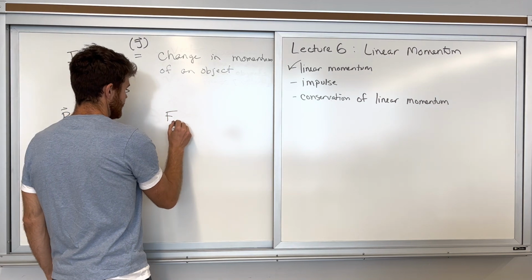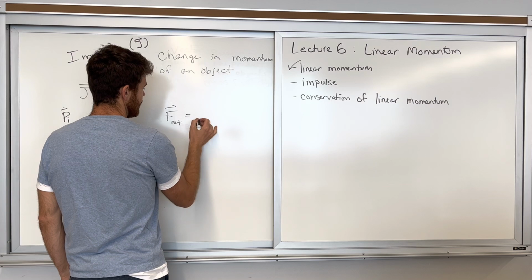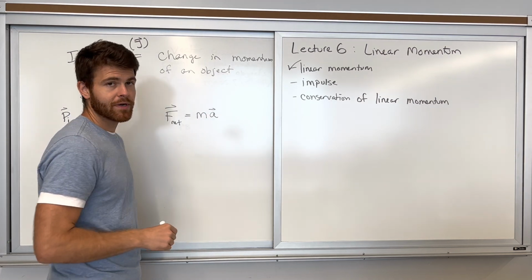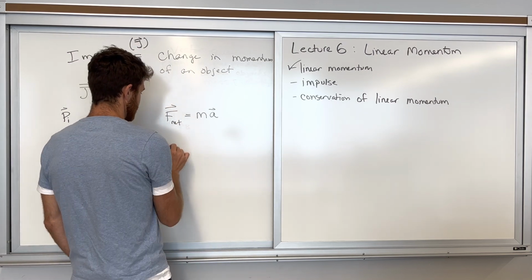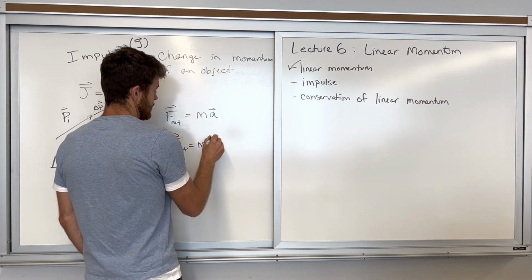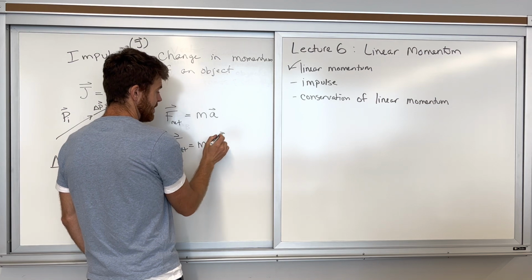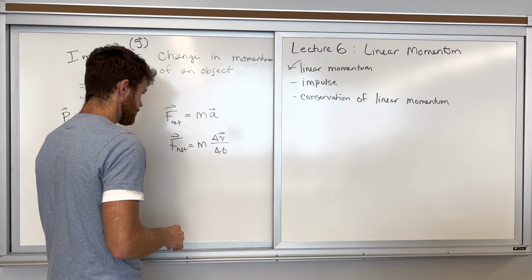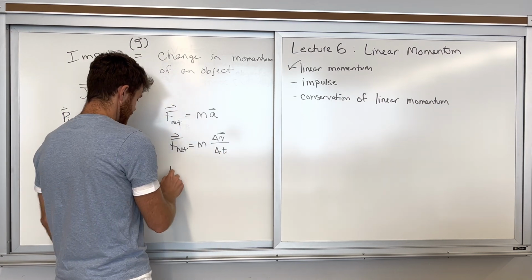So the net force, being a vector, so I'm going to draw an arrow above it, is equal to the mass of the object times the acceleration that the object experiences. Now if we rewrite acceleration as change in velocity, velocity being a vector so it has the arrow above it, over change in time, now we can multiply both sides by delta t.